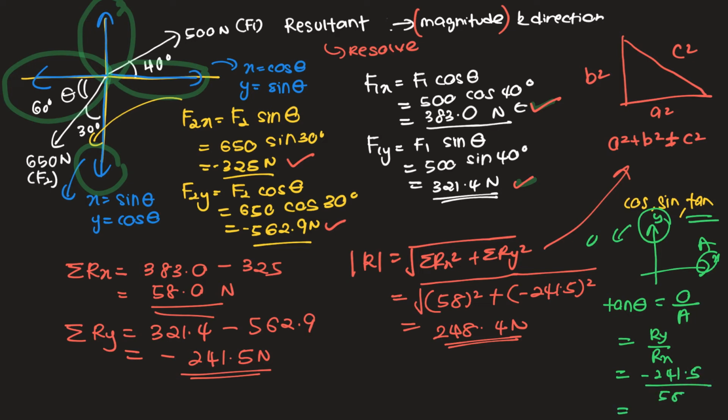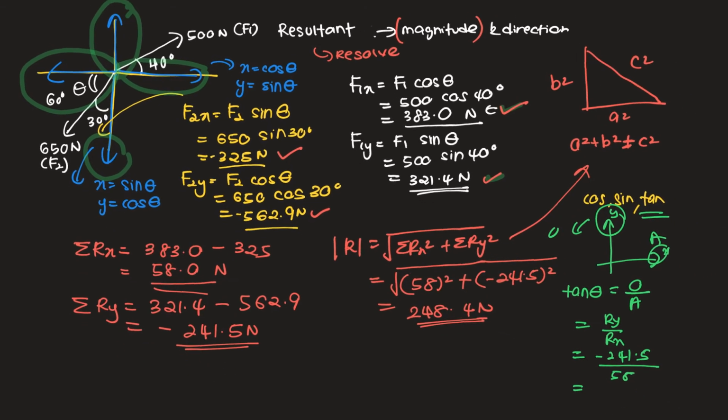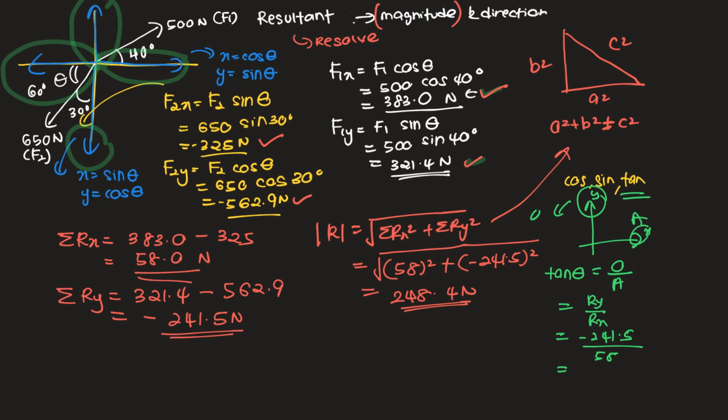Please make sure that you don't put the negative in your calculator. Just put the number inside the calculator. If not, it's going to give you a different answer. So 241.5 divided by 58. Please do not put negative there. And then shift tan, you are going to get 76.5 degree.